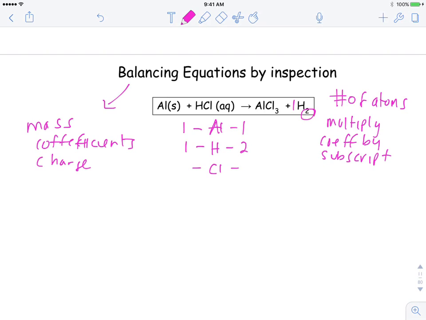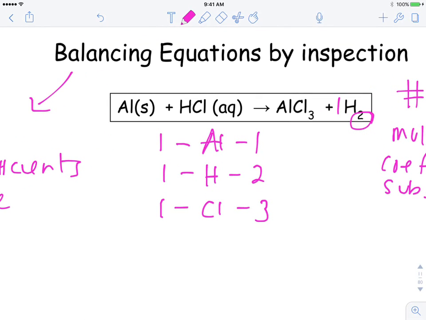And so those don't match up. We have an unbalanced equation. And when we do the chlorines, we have 1 chlorine on the left, and then 1 times 3 is 3 chlorines on the right. So it doesn't really matter where you start. I'd probably start with the chlorines, but I could do the hydrogens. Doesn't really matter. So if we start with the chlorines, we're going to need 3 chlorines.